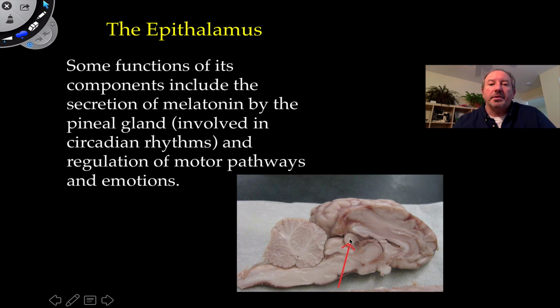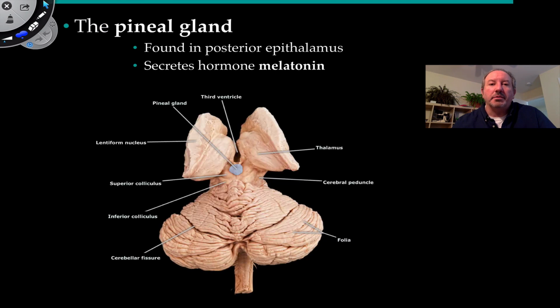The pineal gland also helps to regulate motor pathways and emotions. So pretty important, melatonin coming from the pineal gland. And again, it's found in the posterior part of your epithalamus, upon the thalamus. Here's a highlight right there in blue of your pineal gland. The name itself is because it looks a little bit like a pine cone, a female pine cone. I think that's the reason for the name, pineal gland, and it secretes the hormone melatonin. Okay.